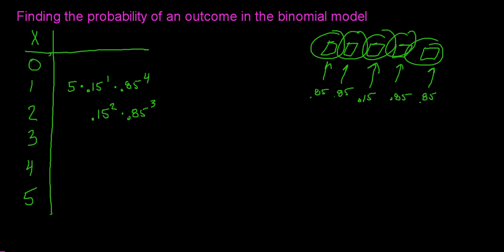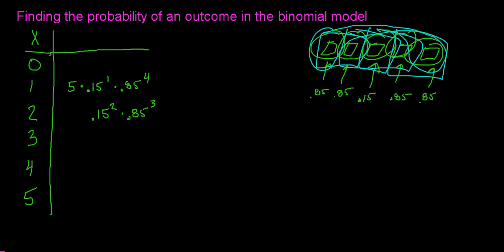So 0.15 to the second, 0.85 to the third. How many different ways can this happen? Well, I'm going to grab a different color here. These could be my 2 bad ones. These could be my 2 bad ones. The first and the last could be my 2 bad ones. So the point I'm trying to make is things get a little bit confusing here. So we have a way to make this easier.